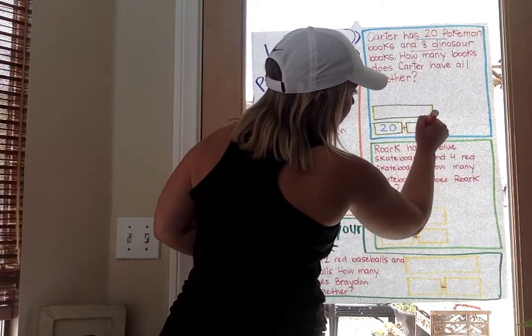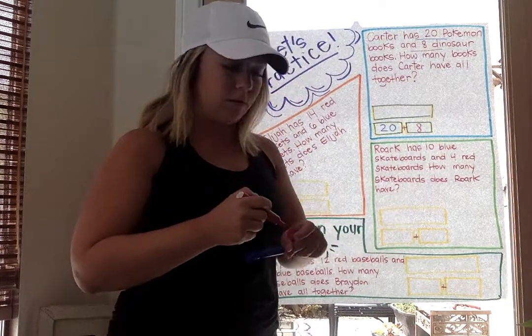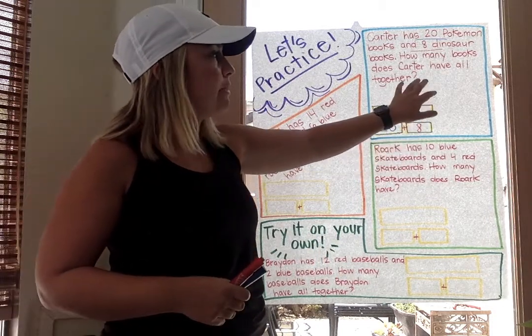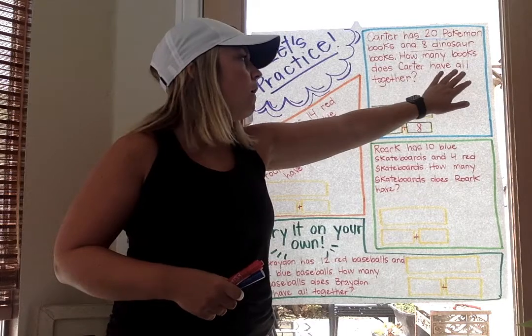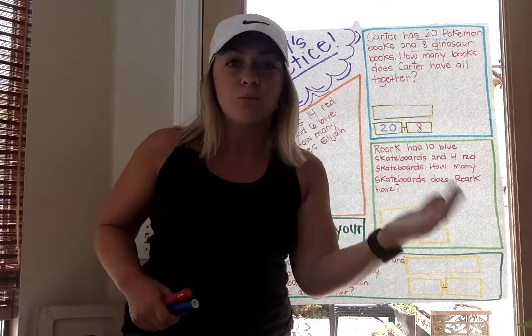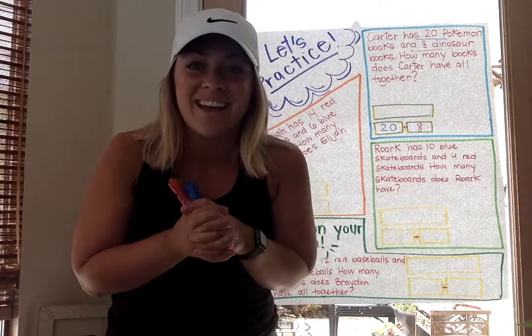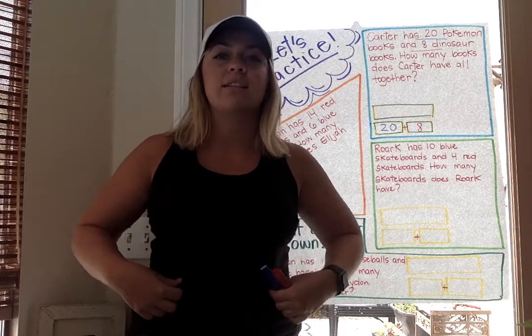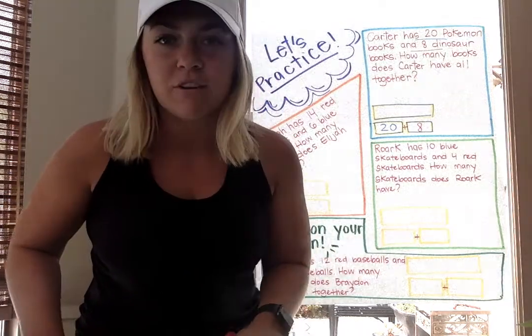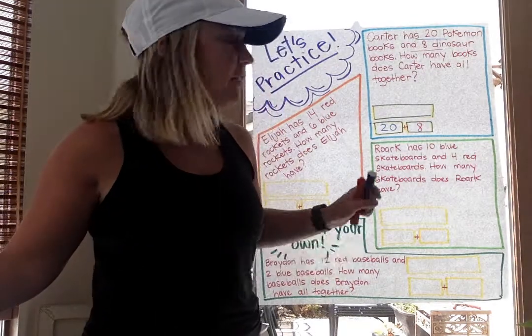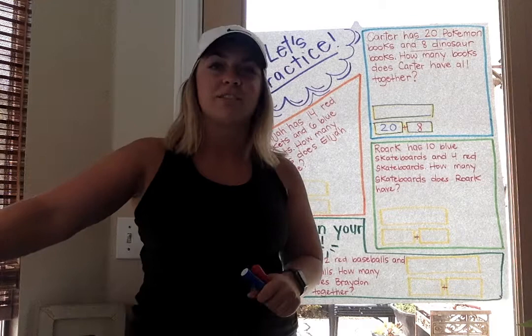So you are going to write it right in your other rectangle. Okay? And so this is what we are trying to find. How many books does Carter have all together? So we are going to take 20, and we are going to take 8, and we are going to add them together. So I'm going to give you guys like 5 seconds to figure it out right now, and you're going to raise your hand if you have the answer. And then we're going to move on, and I'm going to tell you what the answer is. Okay? So ready, go.